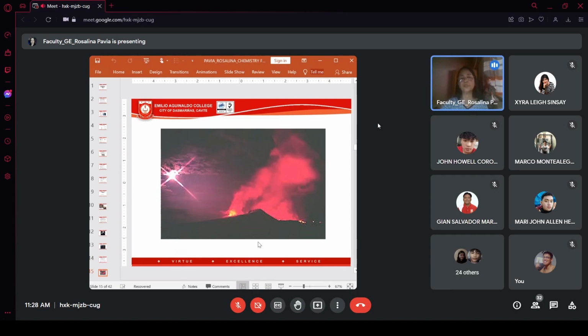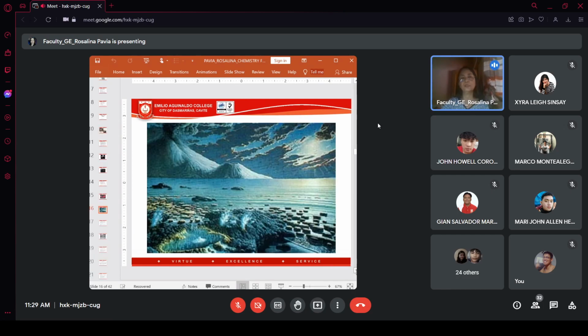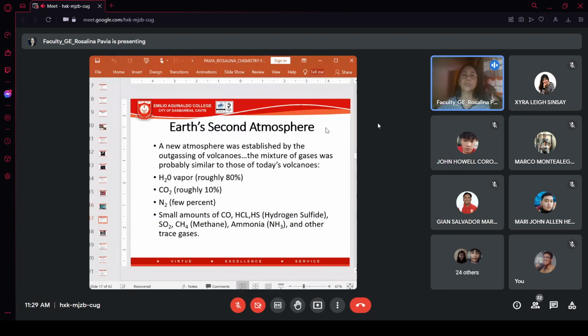So this was the outgassing of volcanoes. Okay, so there's a lot of volcanoes before. So there came now the second atmosphere. So a new atmosphere was established by the outgassing of volcanoes. You know very well that when a volcano erupts, the tendency for it is to emit gases, di ba? The mixture of gases was probably similar to those of today's volcanoes. So kung ano yung mga gases that are being emitted before, they are very similar to what the volcanoes at present do emit, no?